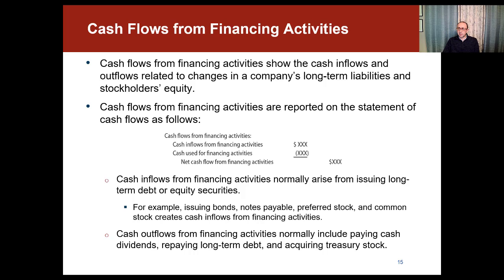So cash flows from financing activities are also prepared using the direct method, and they're reported on the statement of cash flows as follows. So we see here cash inflows from financing activities minus the cash used for financing activities. Cash inflows from financing activities normally arise from issuing long-term debt or equity securities. So for example, again, as I mentioned before, issuing bonds, notes payable, preferred stock, common stock, all of these create cash inflows from financing activities. Cash outflows from financing activities normally include paying cash dividends, repaying long-term debt, or acquiring treasury stock.